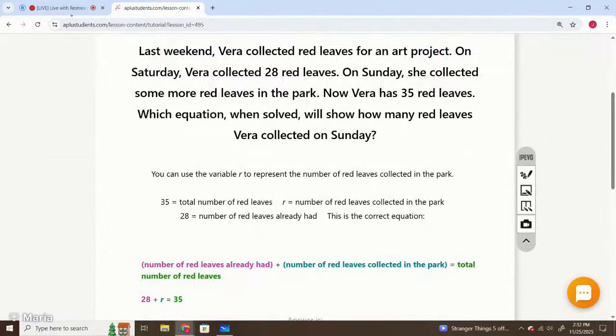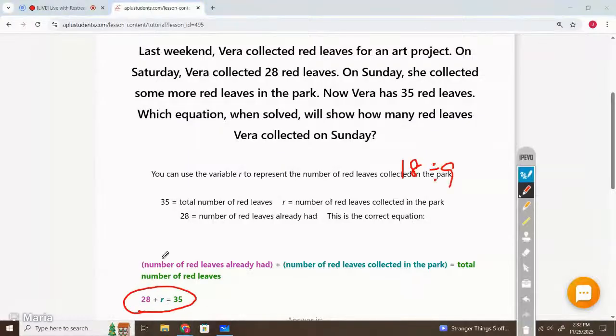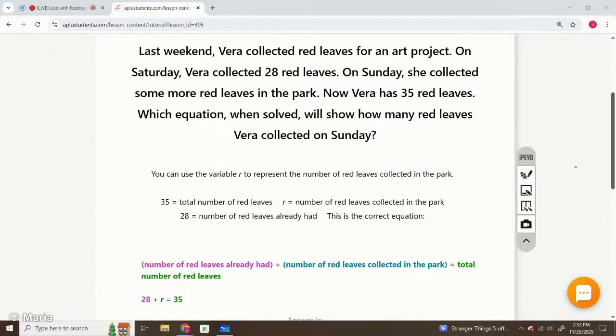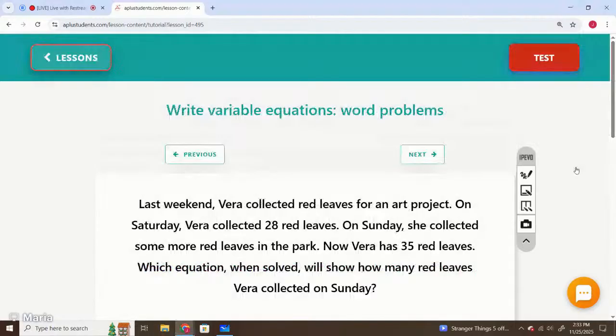On Saturday, she collected 28, right? On Sunday, she collected some more. Now Veera has total red leaves. So 28 plus R equals 37. Let's just start with the test questions.